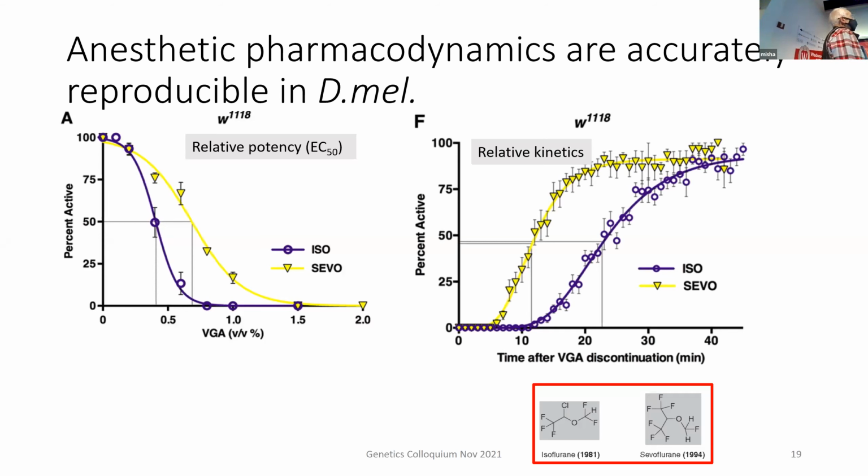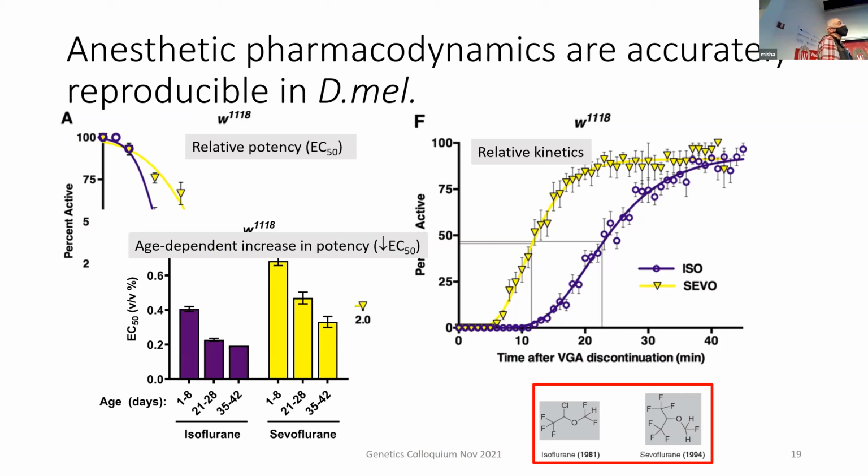And now, the third thing was that anesthetic potency increases with age, which means that with age, the EC50 decreases. And here again, you can see that for both drugs, as we age the flies, the EC50 decreases. Again, these are the two drugs we're studying.